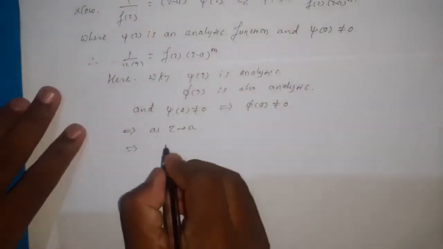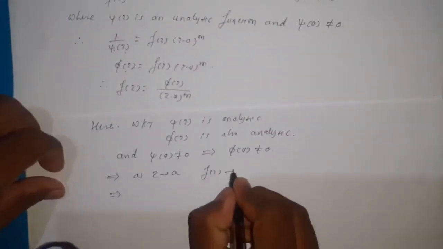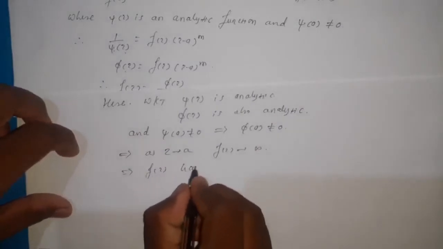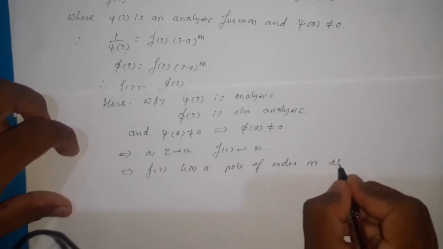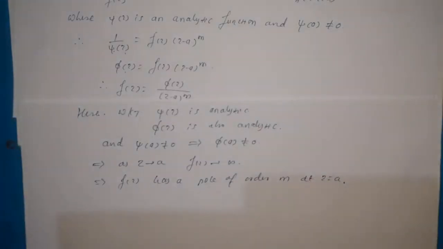So it implies that as z tends to a, f of z tends to infinity, so f of z has a pole of order m at z equal to a. Therefore a 0 of 1 by f of z becomes a pole of the function f of z, and a pole of f of z becomes a 0 of 1 by f of z. So this is the required proof, and this theorem is very important.